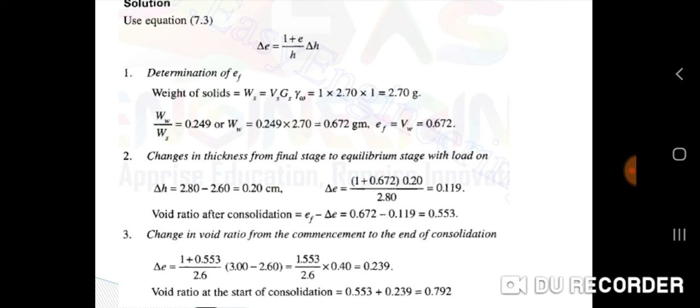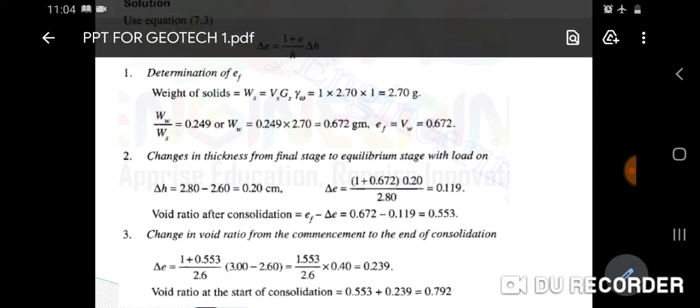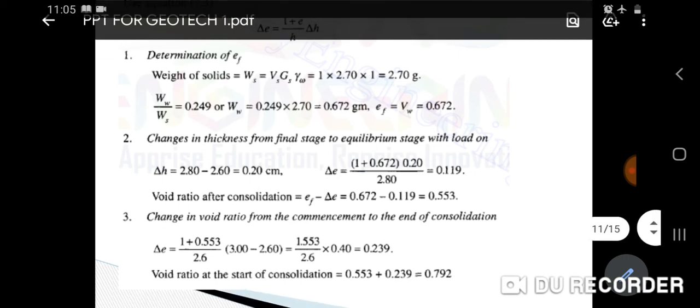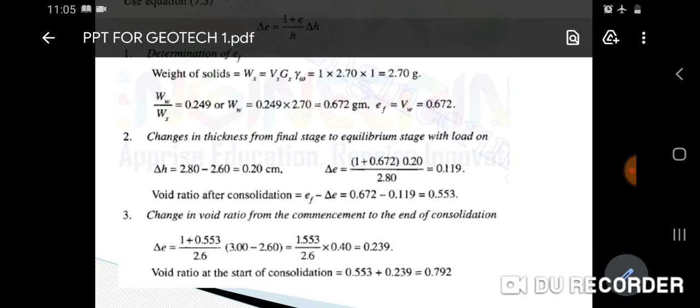Once you calculate, you will get delta e as 0.119. The void ratio after the consolidation we can calculate as e_f minus delta e. We have just calculated delta e, so you can put the values and get the void ratio after the consolidation, which is 0.553. Now the last step is to find out the change in void ratio from the commencement to the end of consolidation.